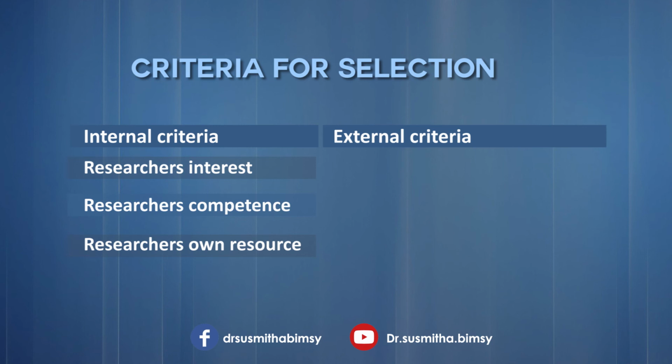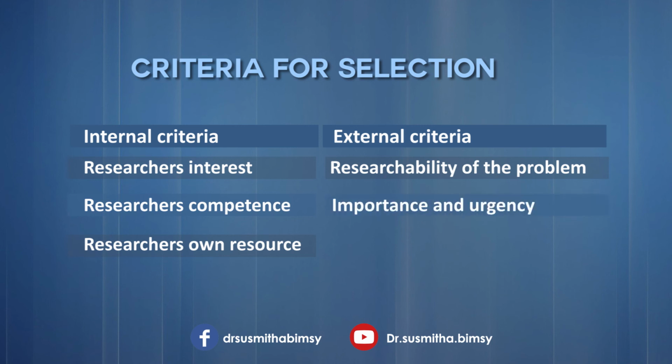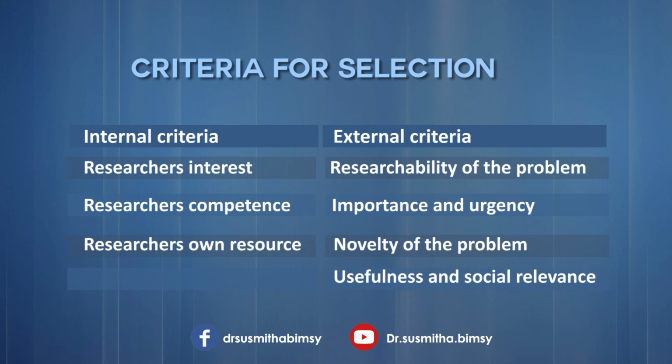Second criteria of selection is external criteria or factors. It includes researchability of the problem. Secondly, importance and urgency. And thirdly, novelty of the problem. And lastly, usefulness and social relevance. Researchability means the problem should be researchable. That is, some questions may not be researchable because procedures or techniques are inadequate. Second aspect is importance and urgency. That is, while selecting problem, their relative importance and significance should be considered.